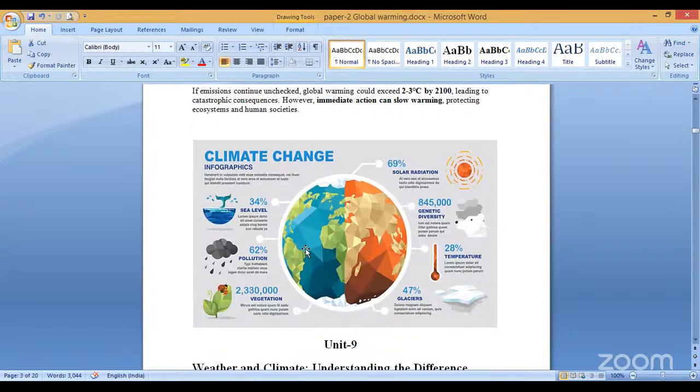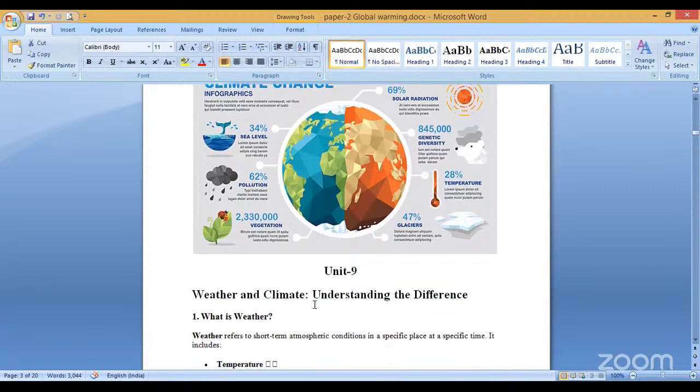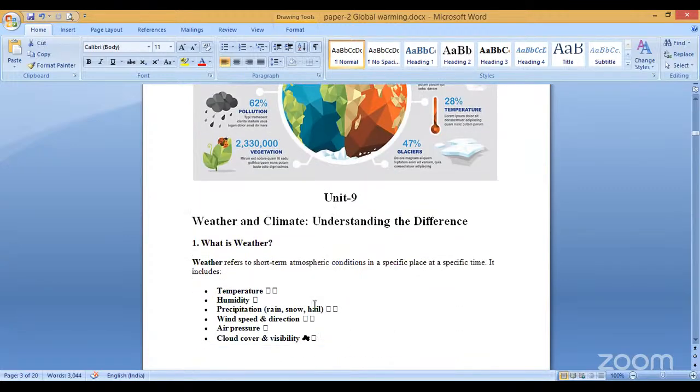And this is the graphical representation of climate change. In climate change, the most affected thing is the glaciers. The melting of the glaciers is the most dangerous thing. It actually occupies 47%. And again, we already discussed Unit 9.